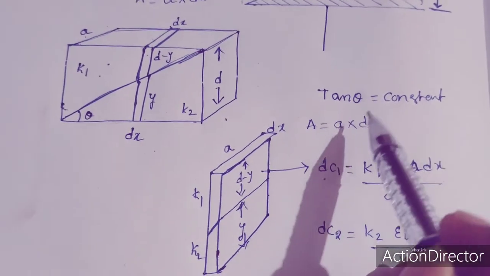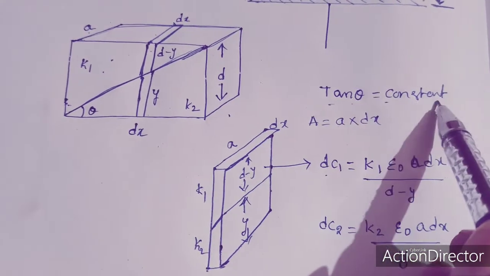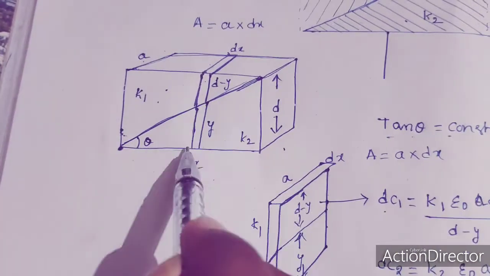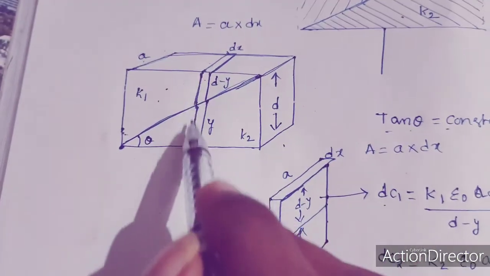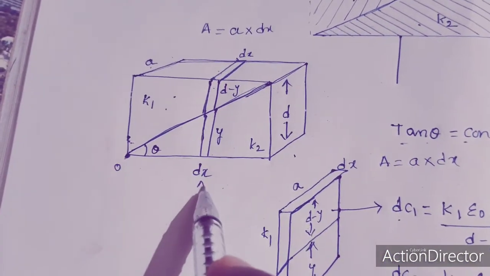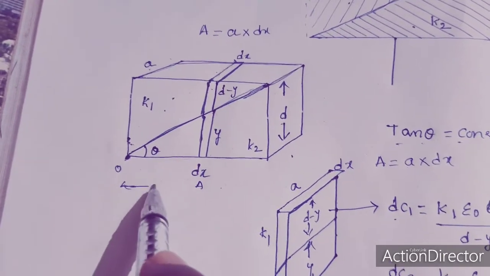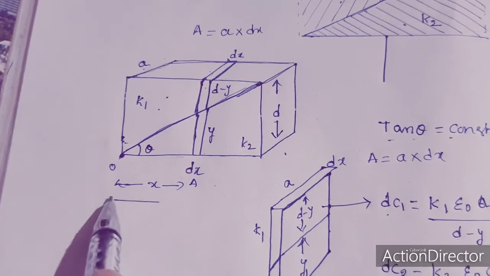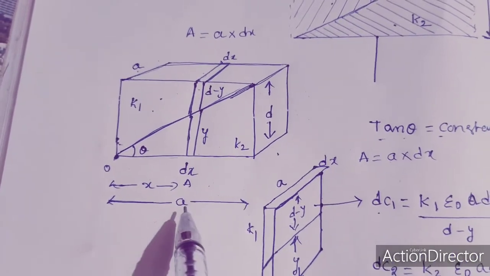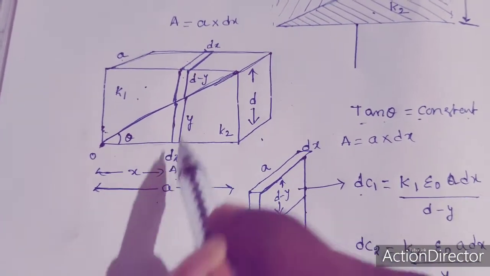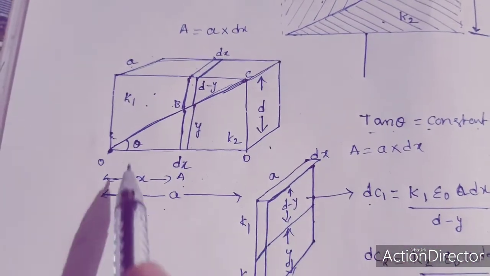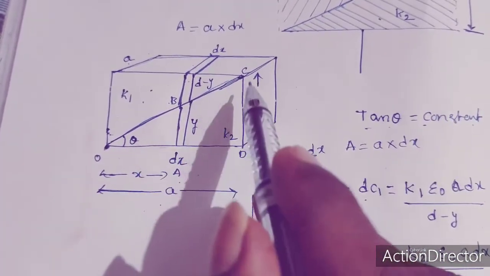But here in the small logic point, they have given tan theta equal to constant. We consider that small dielectric plate from O to A. From O to A is x. What is the length of the dielectric medium? A. Next we have to consider another observation point B and C. It represents d. Here we have to observe the clear diagram.